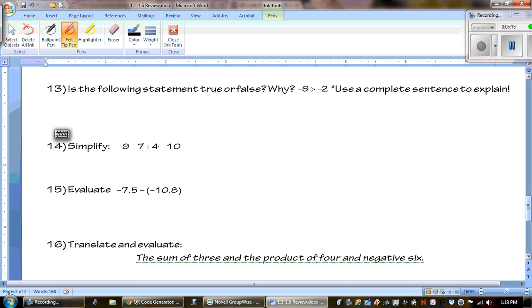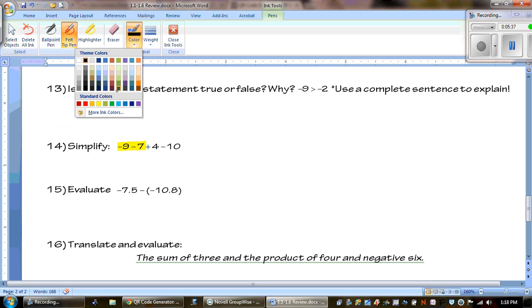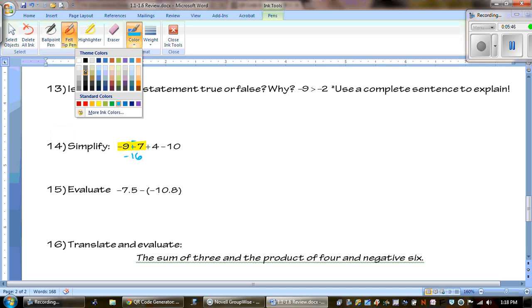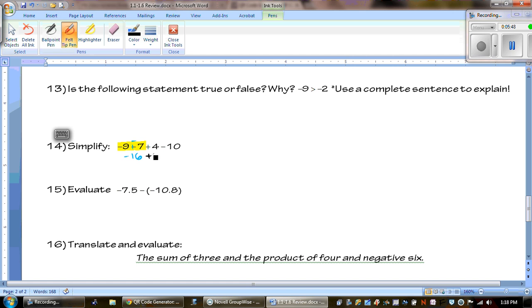All right, number 14. I think 14 is a little bit different than the other video. So let's go through 14. We only have addition and subtraction here. So all we have to do is follow this from left to right. We're starting off with -9 minus 7. If you need to do the clicks to see that they're both negative, and we just add the numbers up. So we have -16, and then everything else stays the same, +4 minus 10.